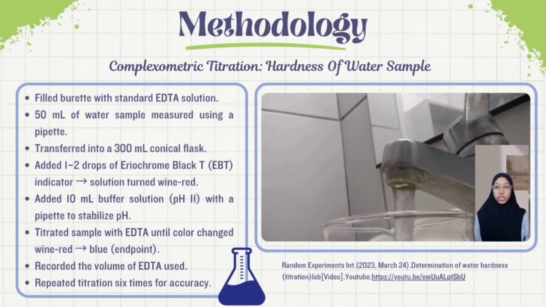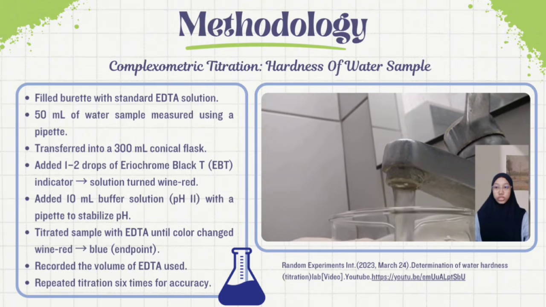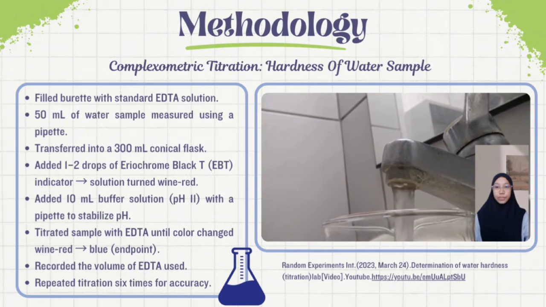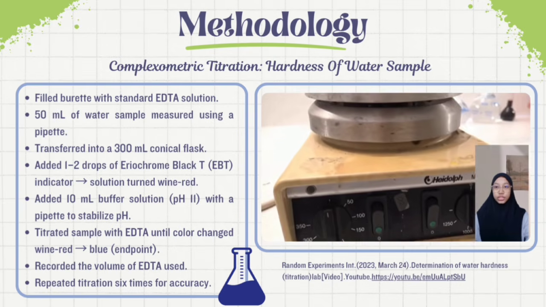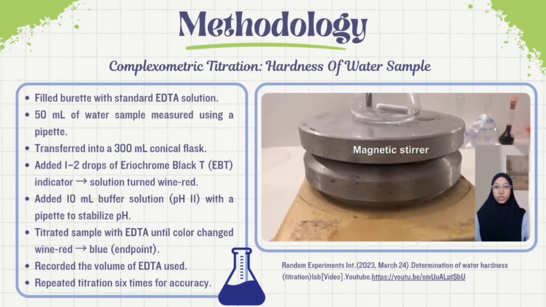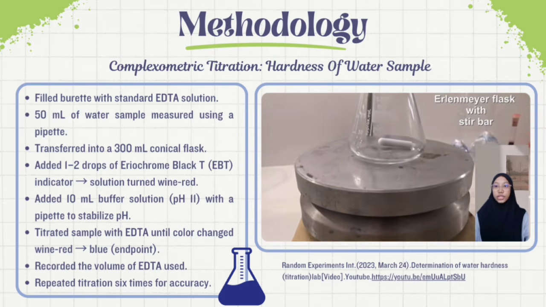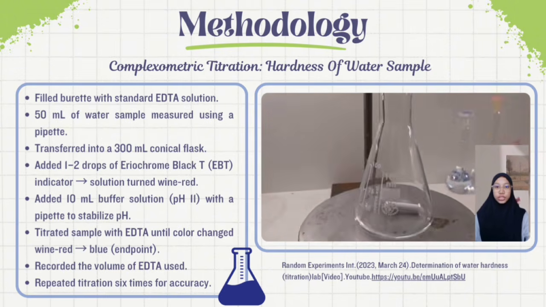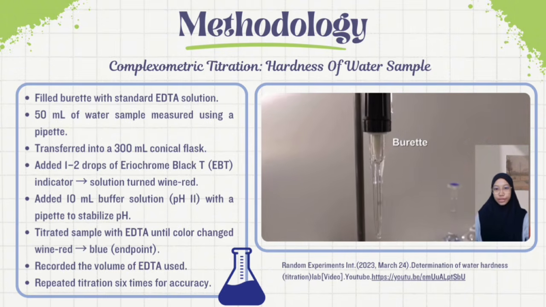Next, let the water sit for a brief moment to ensure no air bubbles are trapped, which could interfere with volumetric measurement. Also, as you can see, the procedure setup is we have a magnetic stirrer, an Erlenmeyer flask with a stir bar, and also the burette.